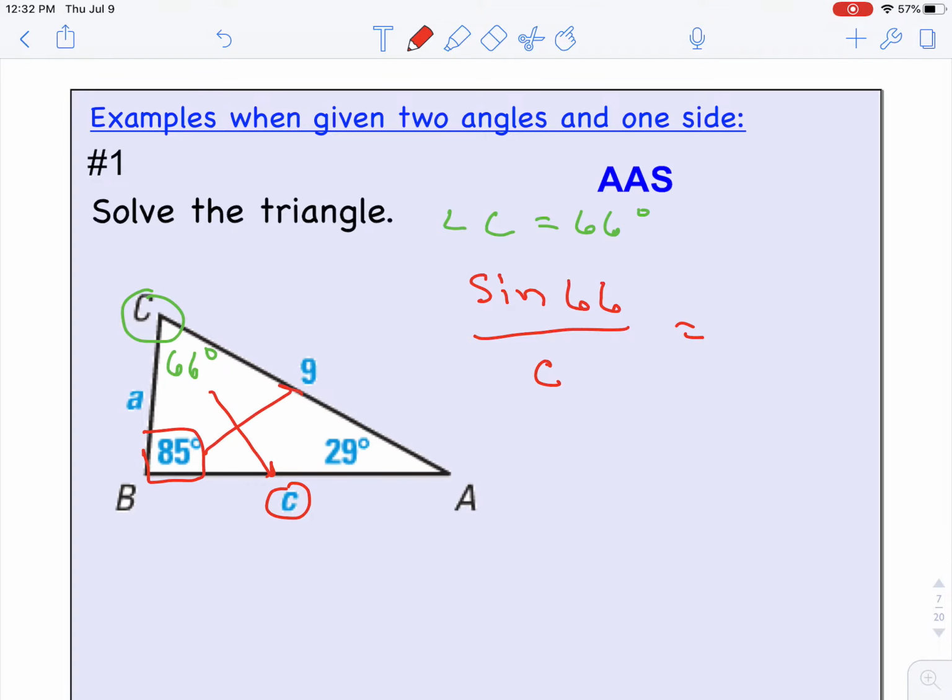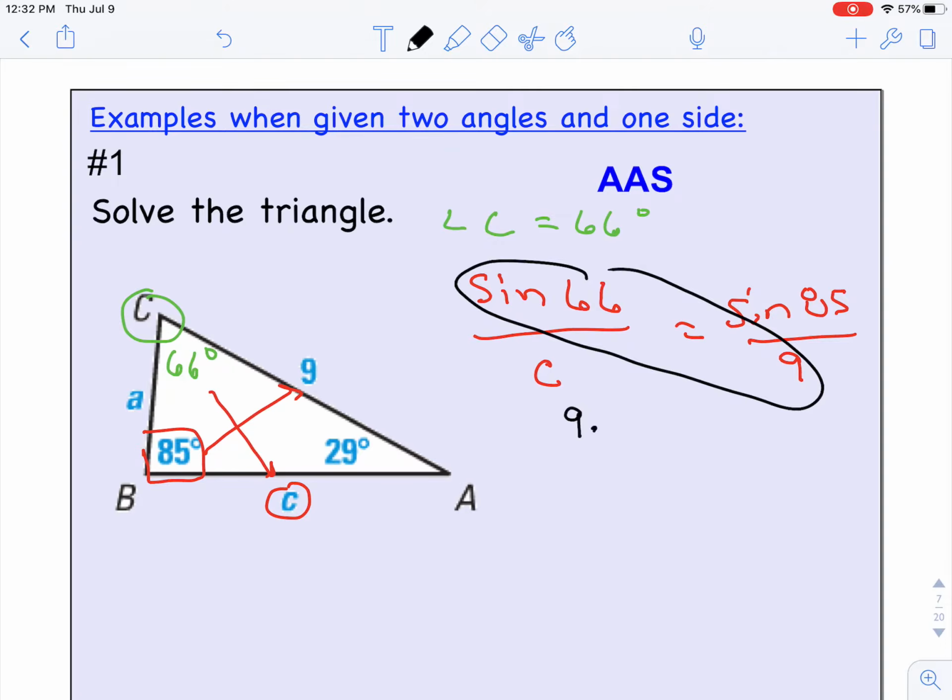That's the same proportion as the 85 compared to the 9. So the sine of 85 over 9. Now we can cross multiply, and when we do that, we get 9 times the sine of 66 is equal to C times the sine of 85. Again, I'm trying to solve for C, so I'm going to need to divide each side by the sine of 85.